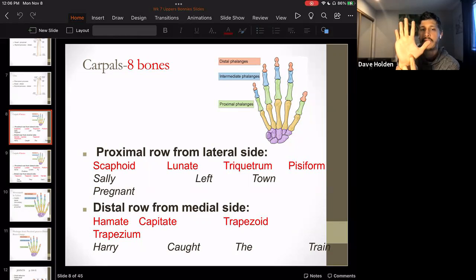Now we have the hamate, capitate, trapezoid, and the trapezium. Wait, that's not right. That's from the medial side. I reset like this. The slide is doing it differently. The slide is going like this. Sorry, I messed you all up. Scared lovers try positions that they can't handle. The hamate is there. Hamate and the pisiform go together.